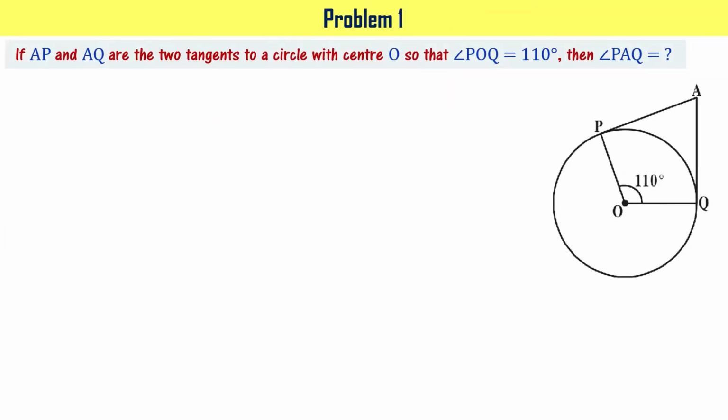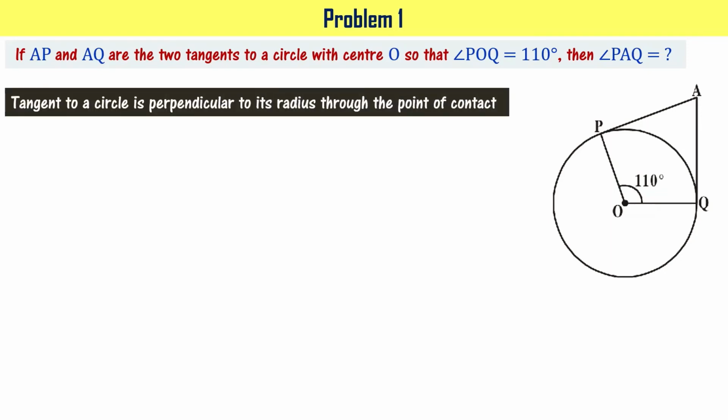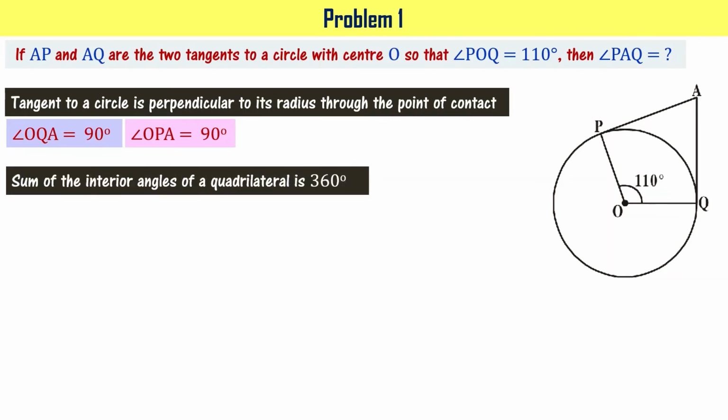Let's solve a problem on this concept. If AP and AQ are the two tangents to a circle with center O, so that angle POQ equal to 110 degrees as shown in the figure, then what is the angle PAQ? We know that a tangent to a circle is perpendicular to its radius through the point of contact. It means angle OQA equal to 90 degrees in the given figure, and angle OPA is also equal to 90 degrees, right?